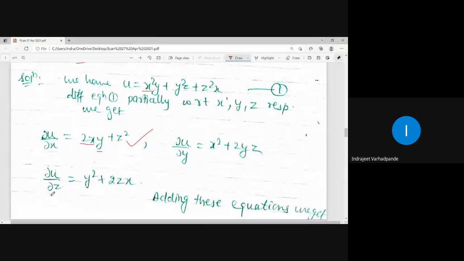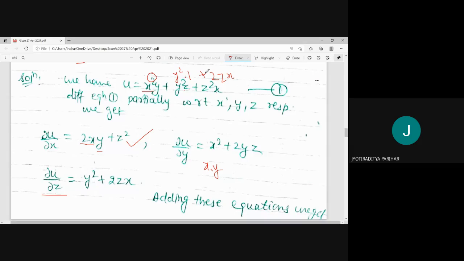And then you have del u by del z. So while differentiating partially with respect to z, x and y to be treated as constant. So first term will be constant, its derivative is 0. Differentiating with respect to z means y square is constant, so you get y square into 1 and x constant, 2z. Clear? I hope the derivatives are okay.